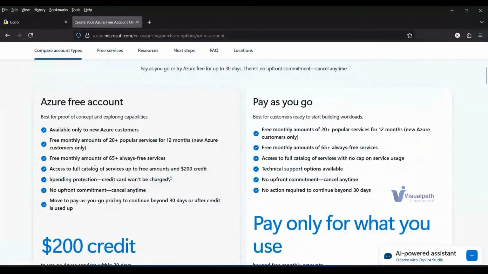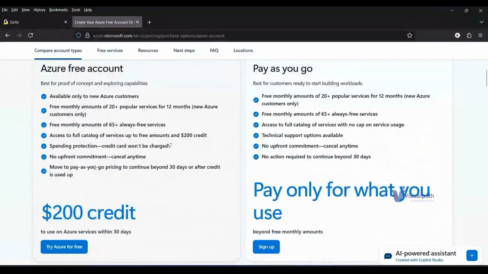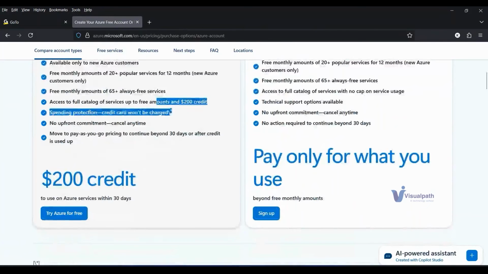If you get an account created, which will be available for customers who are getting registered with them, there will be about 20 plus popular services that shall be free. There are about 65 plus services that are always free. You will get to access a catalog of the full length of services that can amount up to 200 US dollars of credit. You are getting protected because you won't get charged. Credit cards don't get charged for you. And you have a commitment where you can cancel at any time.